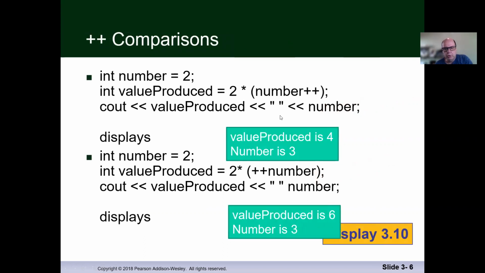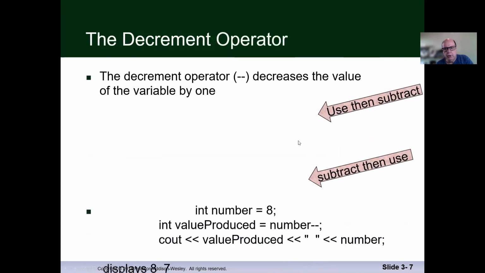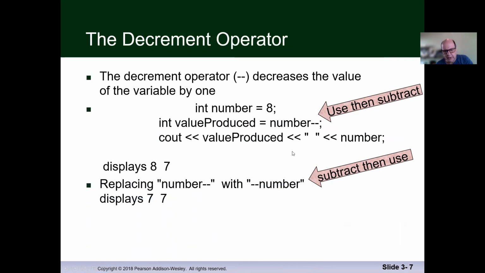Okay, so we talked about this. Now we're going to go to the next page. We are talking about the decrement. So we have increment and decrement. Increment plus plus was adding 1. Decrement minus minus is going to deduct 1. So we have the same concept again. If we have minus minus to the right, it's going to use this number, then subtract it. If it's to the left, it's going to subtract 1 from the number, and then it's going to use it.